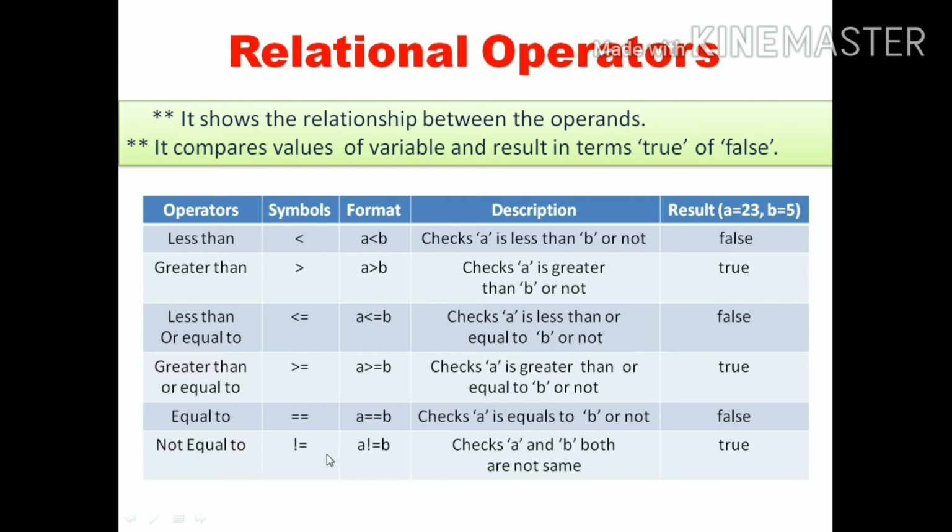Not equal. Not equal to. A not equals B checks A and B both are not the same. Double equals checks same. Not equals checks not same. It will be true in that case.